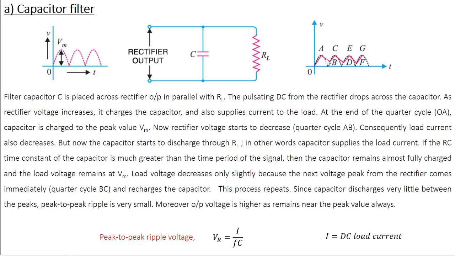Moreover, as you can see from the graph, the output voltage is higher as it always remains near the peak value. So there is some amount of ripple. You can characterize that using the peak-to-peak ripple voltage, VR equal to I by FC. I am not going into the details of the derivation, where I is the DC load current, F is the output frequency of the rectifier, and C is the capacitance. So this is not a 100% pure DC, but the ripple has reduced drastically.